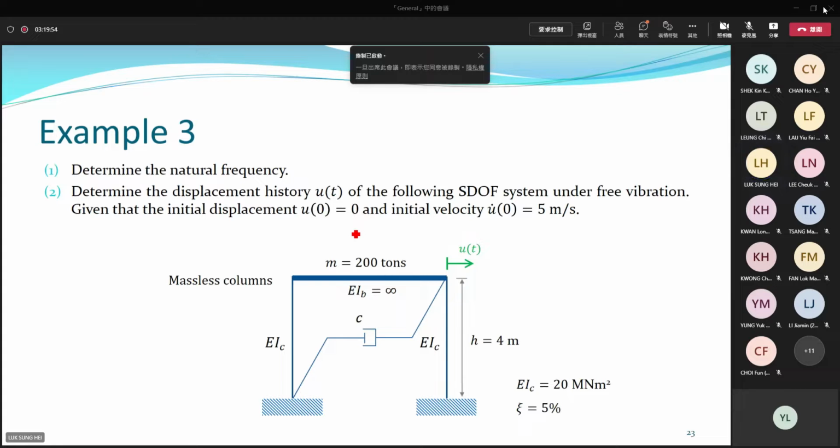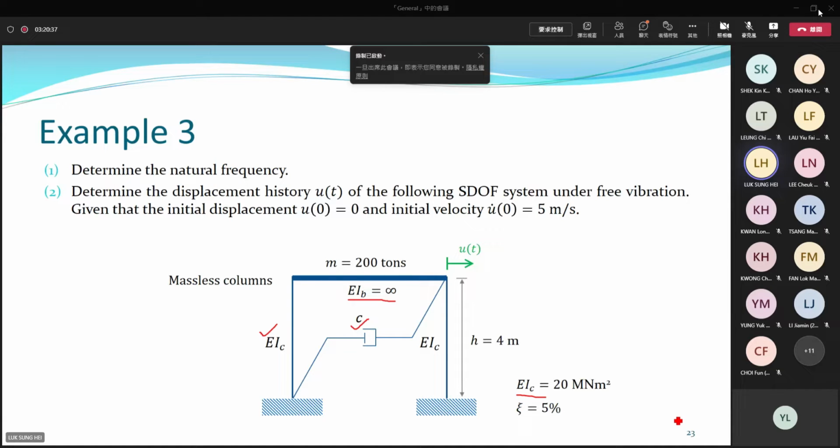Example 3. I think we have seen this structure several times today, starting from topic 4. A one-story building with a mass. This time I tell you the mass, 200 tons. The beam is a fractionally rigid beam. This system has damping. The column stiffness, EIc, I give you EIc, 20 MN·m². Be careful about the unit. Damping ratio, 5%.